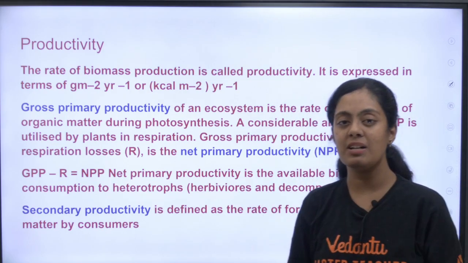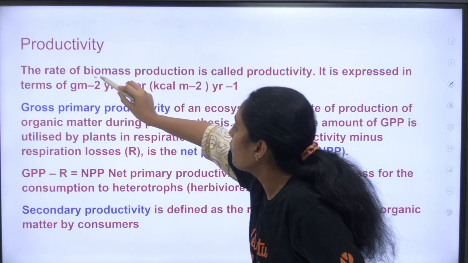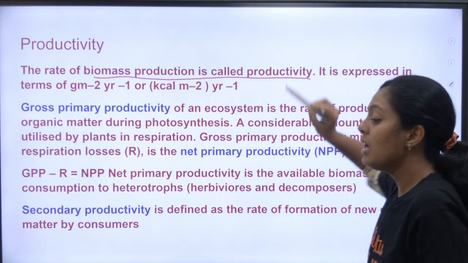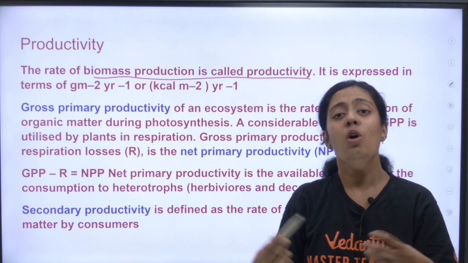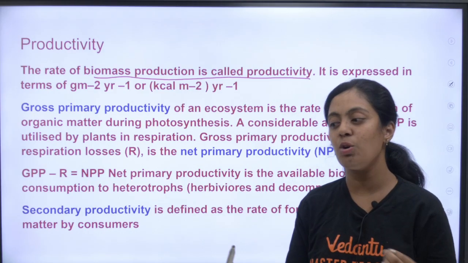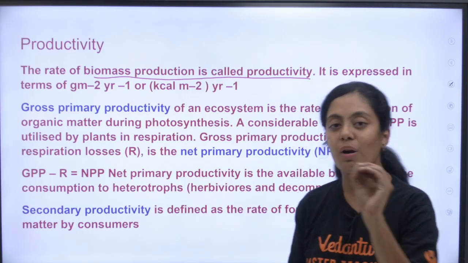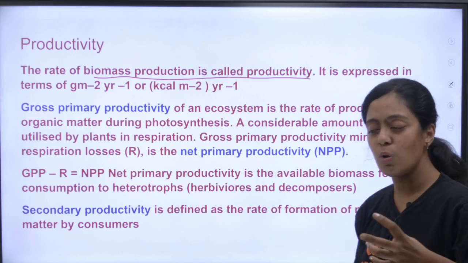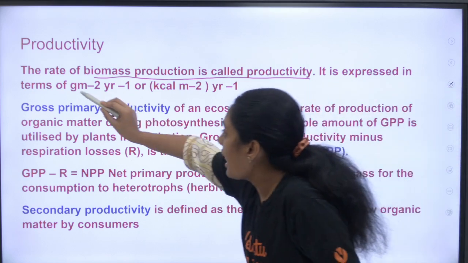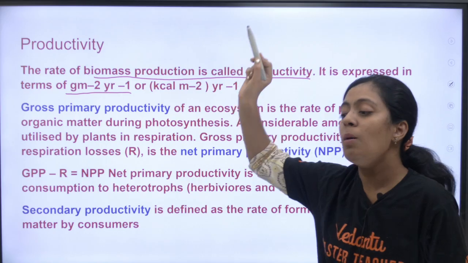What is productivity? It is the rate of biomass production. How much biomass is produced, be it a plant, be it a food. What is the rate of biomass that is produced? That is what we call productivity. And how do we express this productivity is also very, very important. Gram to the power minus 2 per year.